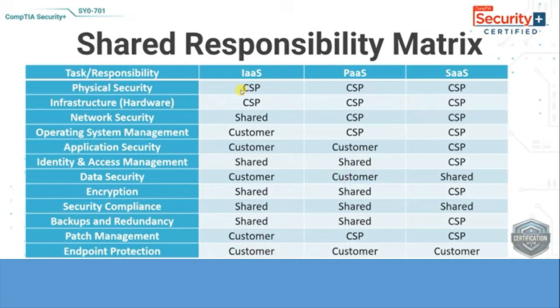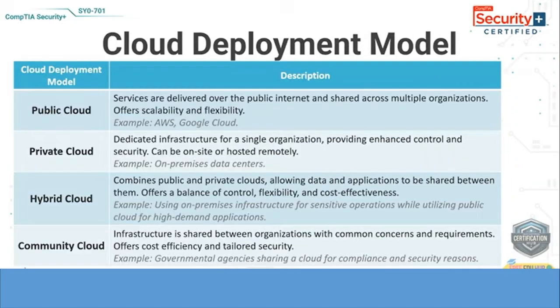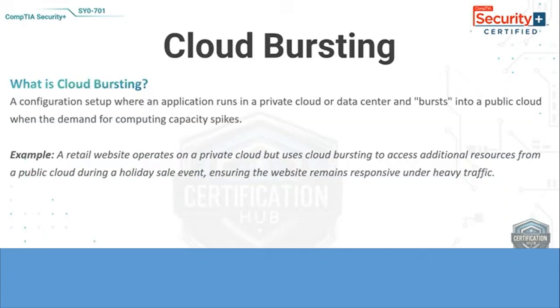Now we have some task details and responsibilities for IaaS, PaaS, and SaaS. Most of that part we have discussed, so we are moving to the next. Cloud deployment models, I have given you an idea about that also: public cloud, private cloud, hybrid cloud, and community cloud. Now this is very important, cloud bursting. What is cloud bursting?